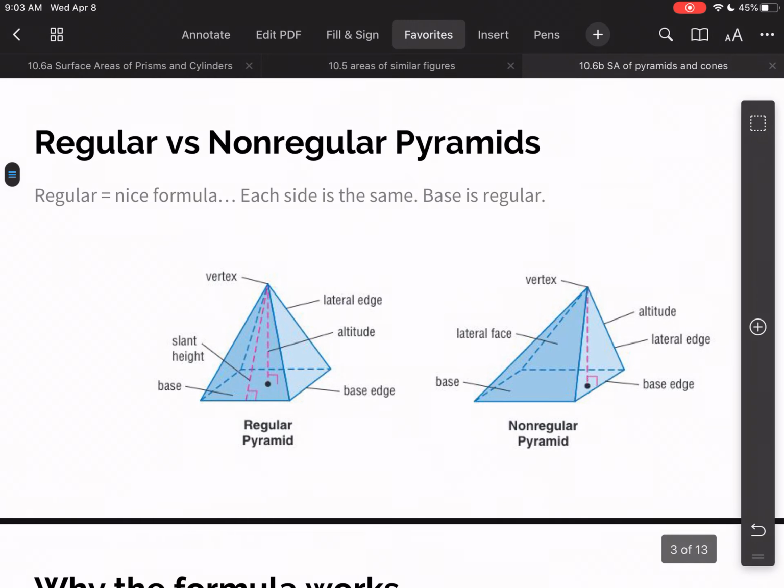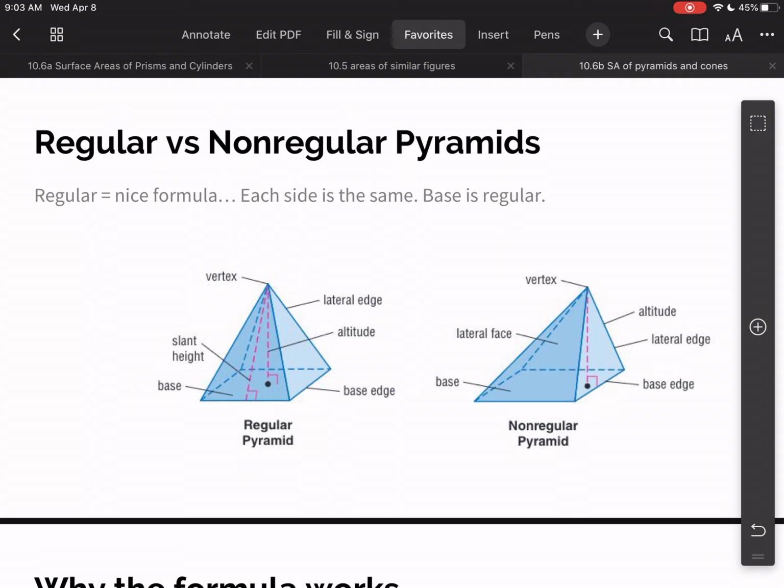So to start with, I want to just define the fact that there are regular pyramids and non-regular pyramids. Regular pyramids have a center that is in the middle, and from the middle to the peak is a right angle. The non-regular pyramid, notice where the altitude might be is not the center of the base. So just a difference in those two things.